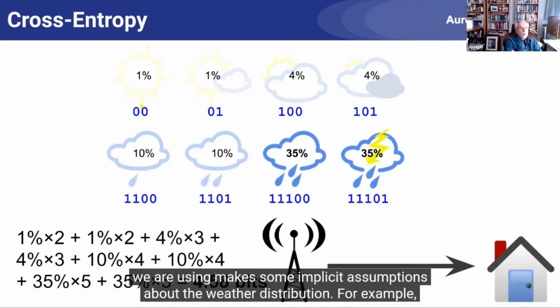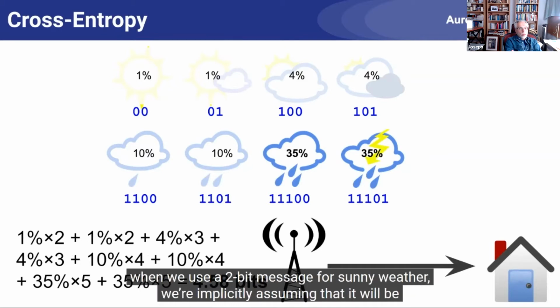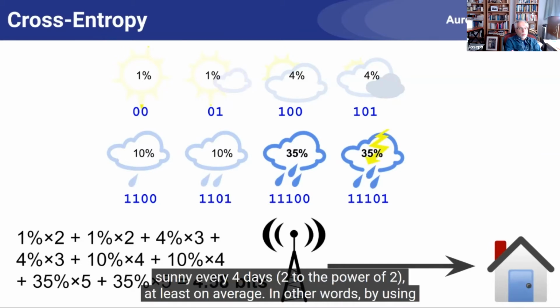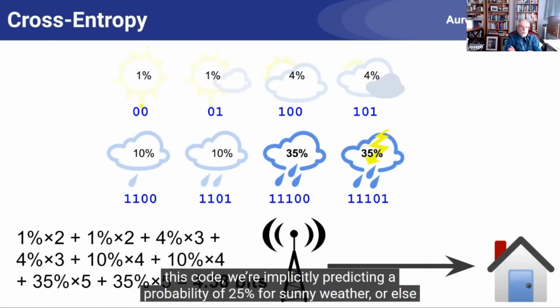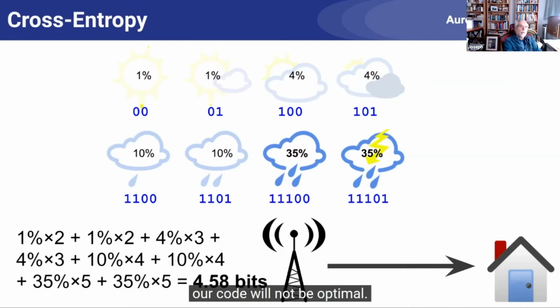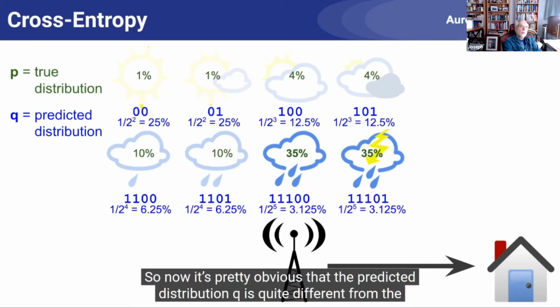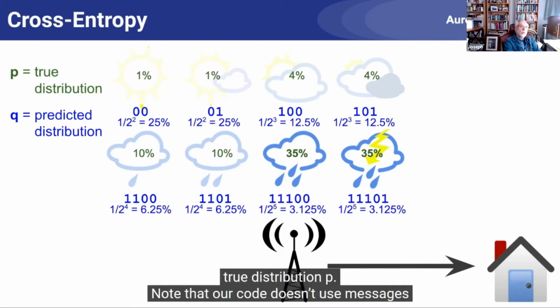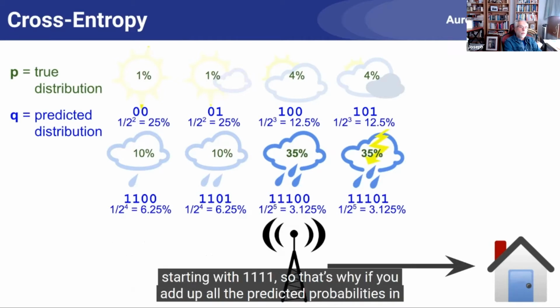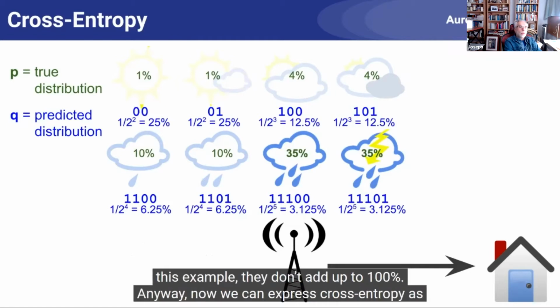This is because the code we are using makes some implicit assumptions about the weather distribution. For example, when we use a 2-bit message for sunny weather, we're implicitly assuming that it will be sunny every 4 days, 2 to the power of 2, at least on average. In other words, by using this code, we're implicitly predicting a probability of 25% for sunny weather, or else our code will not be optimal. So now it's pretty obvious that the predicted distribution Q is quite different from the true distribution P. Note that our code doesn't use messages starting with 1111, so that's why if you add up all the predicted probabilities in this example, they don't add up to 100%.